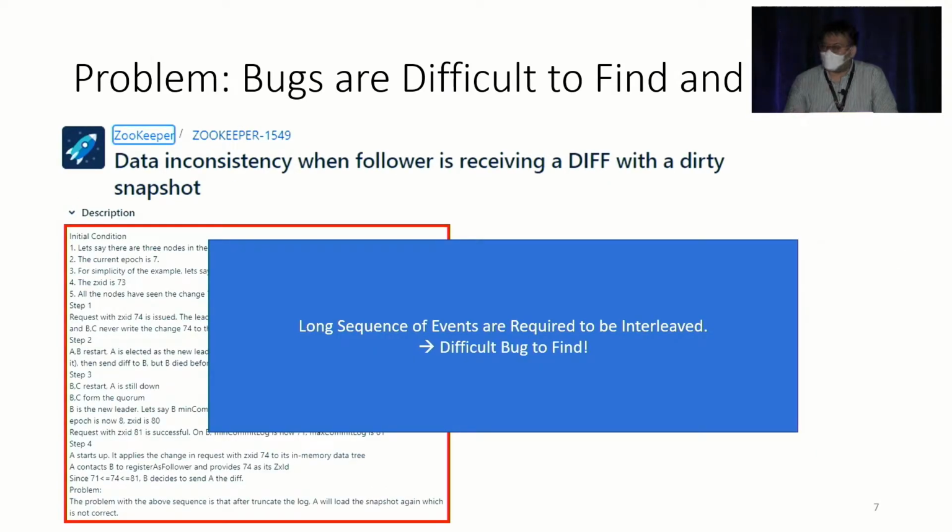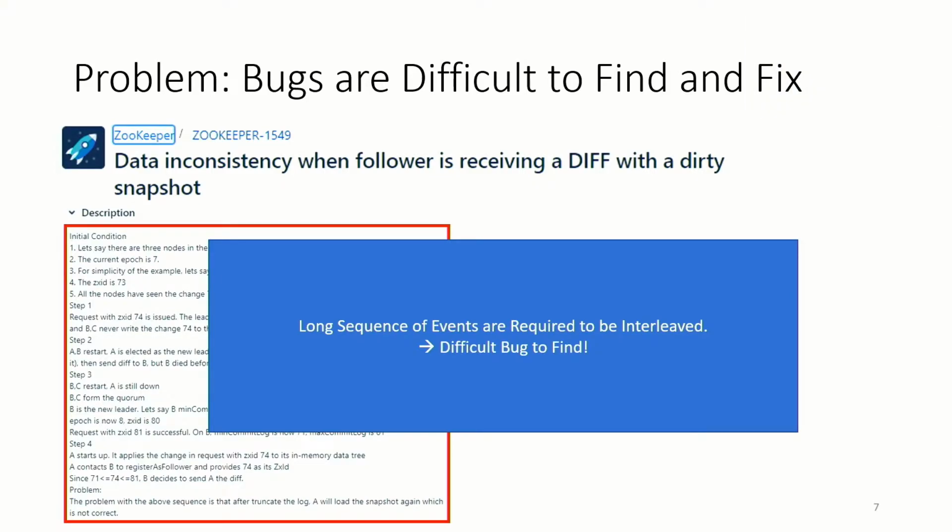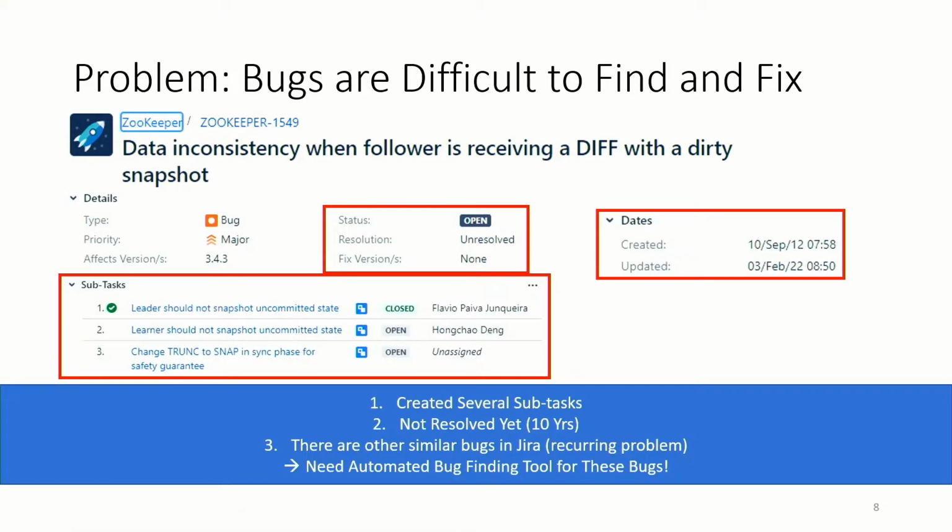And here's another example bug we found from the same bug database. This bug requires a long sequence of events to be interleaved to find it. So these types of bugs can be pretty difficult to find. Also, this bug resulted in several subtasks. A couple of them are still not closed, and the bug itself hasn't been resolved, and it has been 10 years. And we found there are other similar bugs in the bug database. So it's a recurring problem. So we need some kind of automated bug finding tool for these types of bugs.